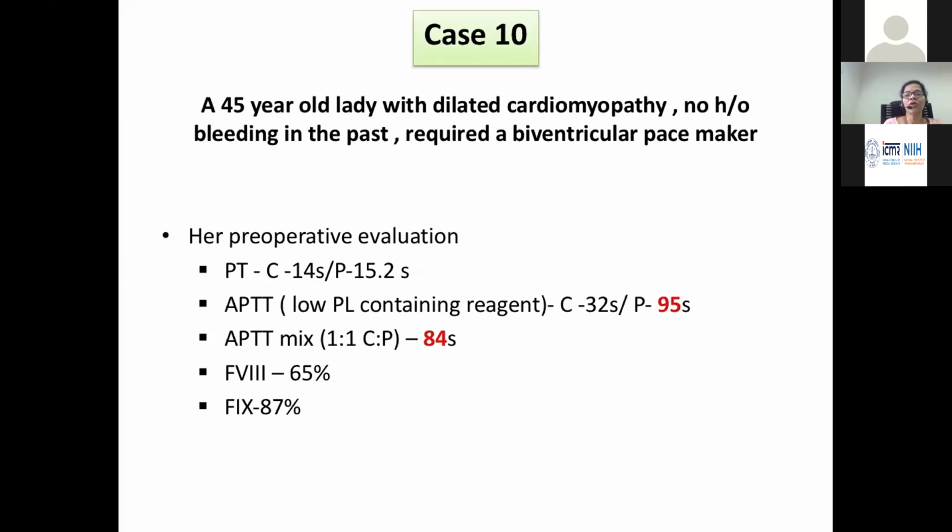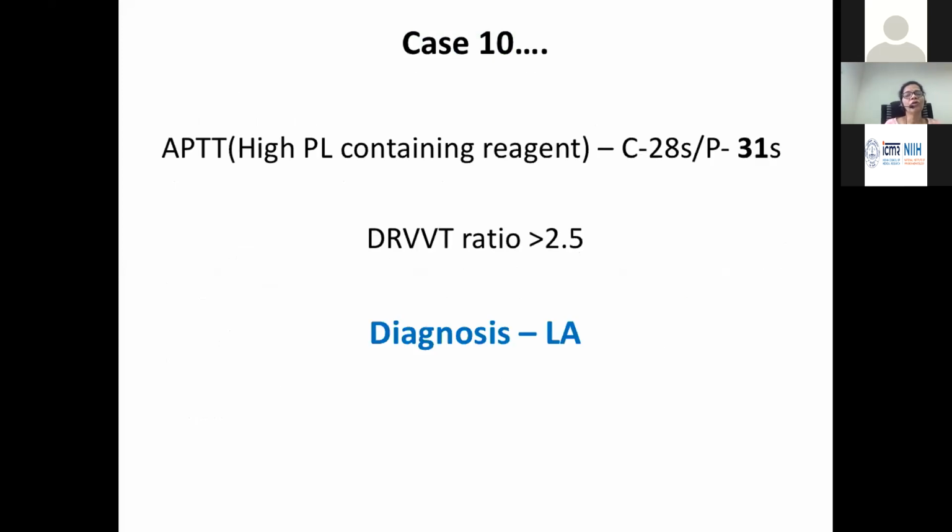This is a 45-year-old lady with dilated cardiomyopathy, no history of bleeding in the past. She required a pacemaker. Her APTT is not getting corrected at all, because she's a lady with cardiomyopathy, and we can immediately suspect that she has lupus. So you should go for a lupus screen, and the lupus ratio will come above. It was 2.5, and the diagnosis of LA was given. So the age, the sex, and the kind of clinical manifestations will direct you to lupus confirmatory tests.